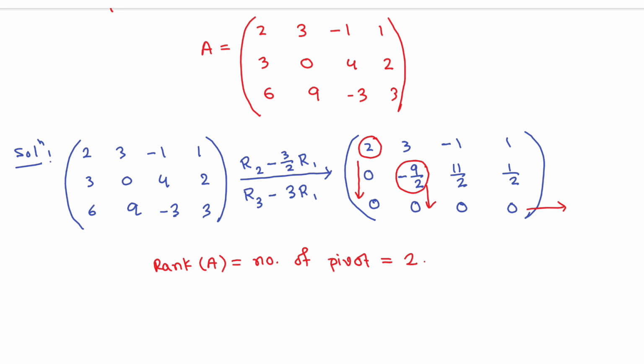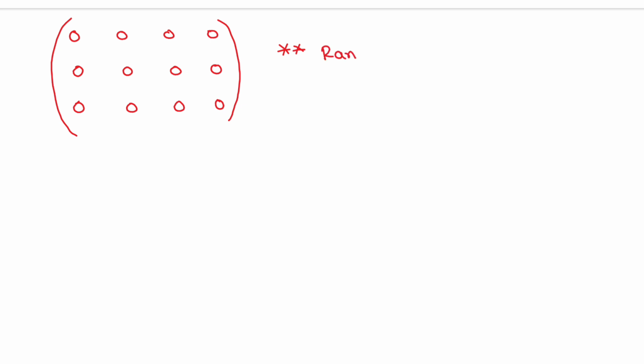Remember rank. Tell me, suppose we have a matrix with all entries 0. What will be the rank of this matrix? This is a 0 matrix, na? So remember, the rank of a 0 matrix is 0, and this is the only matrix whose rank is 0. Okay, the rank of a non-zero matrix will be at least 1.